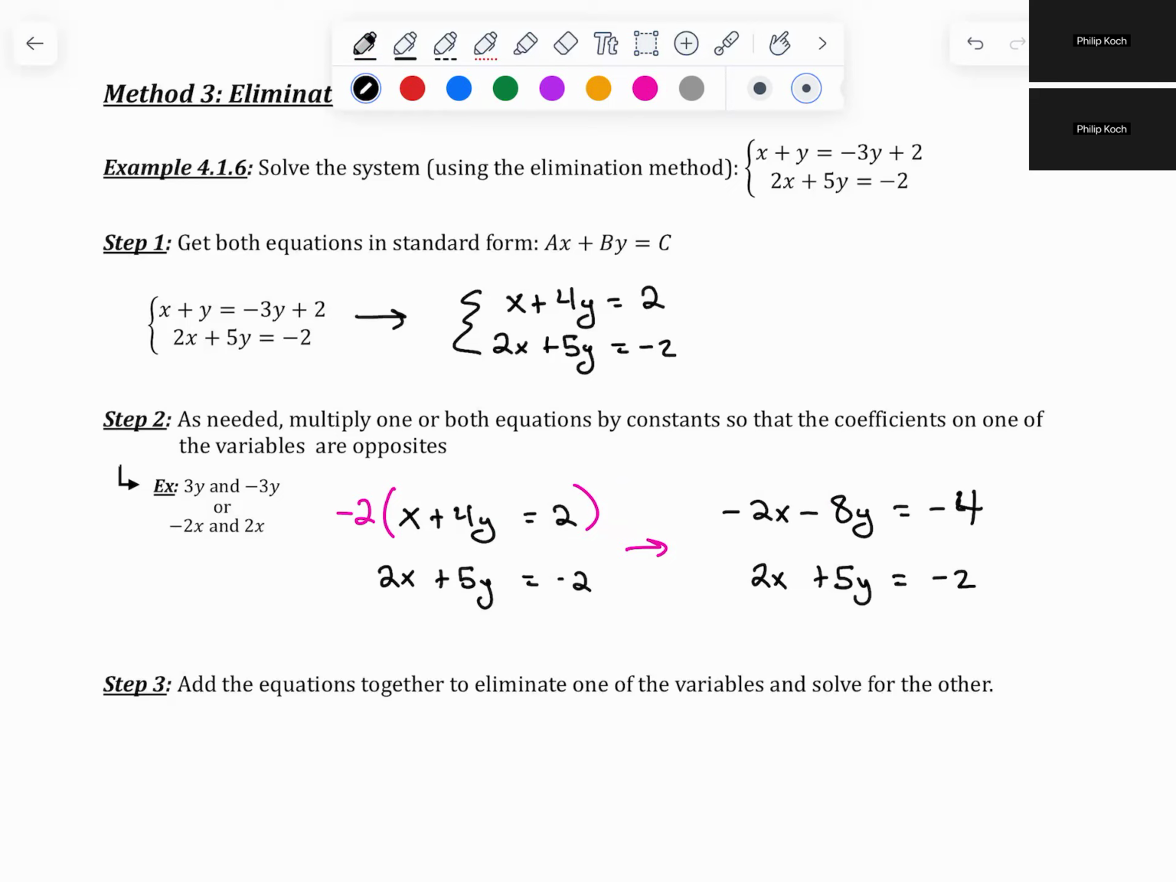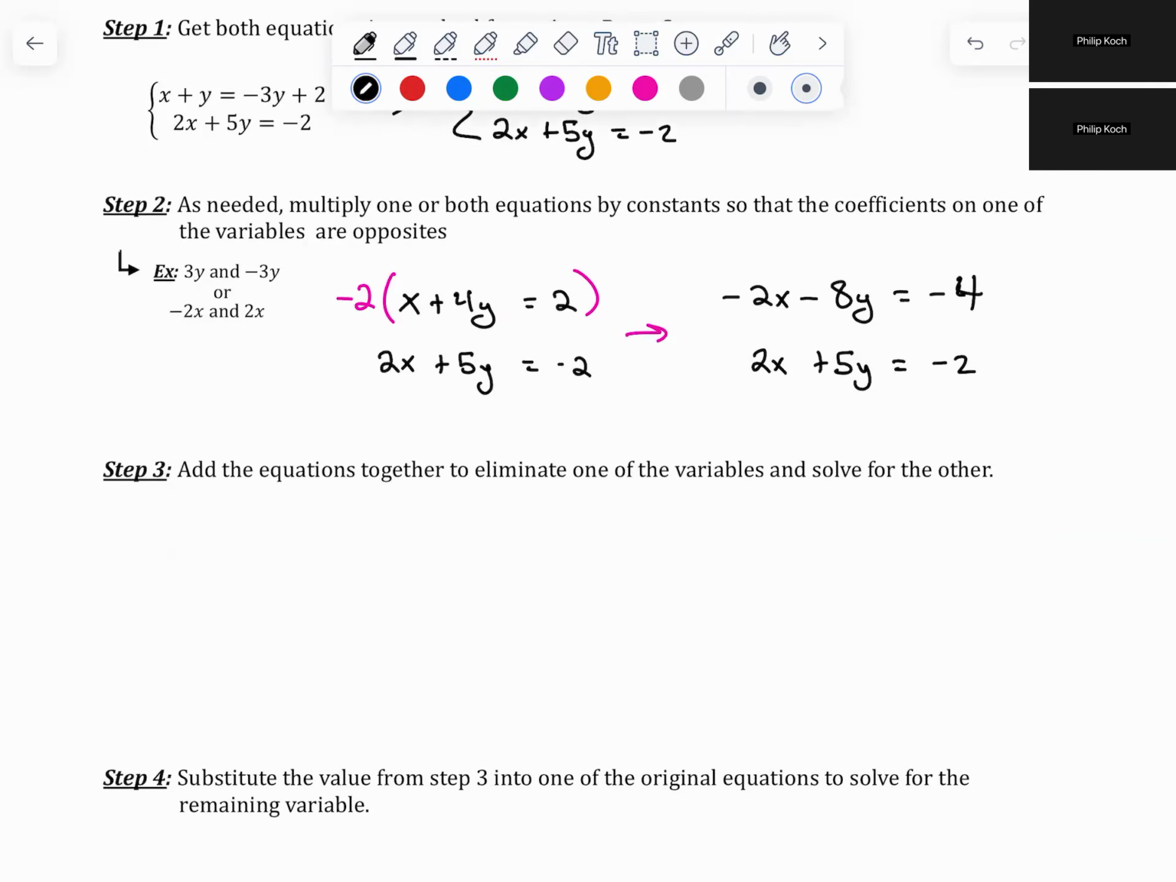So the good news is we haven't done anything illegal, so the solution set is the same. We just negatively doubled the first equation on both sides. So that doesn't change anything about the equation. I mean, it changes the numbers, but it doesn't change the solution. And so this is why it's sometimes called the addition method, because we're going to add these two equations together to eliminate one of the variables. So we've got -2x minus 8y equals -4, and then 2x plus 5y equals -2. And we're going to add these two equations together.